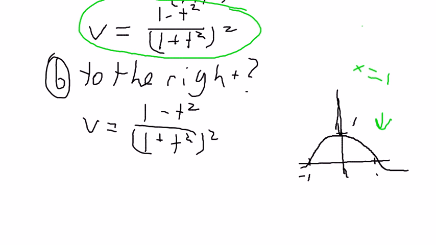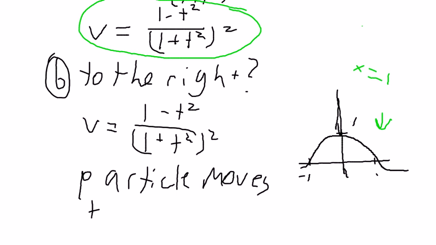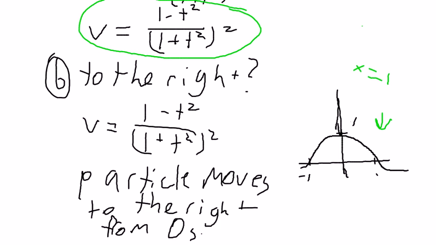So what is it asking me? The particle moves to the right from 0 seconds to 1 second. Because you can see 0 is positive, and we're ignoring this side because we can't have negative time. 0 is positive right here, and it crosses over the x-axis at 1, so it's from 0 to 1 second.